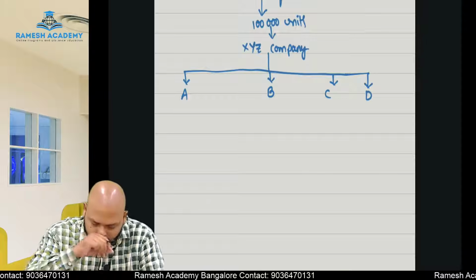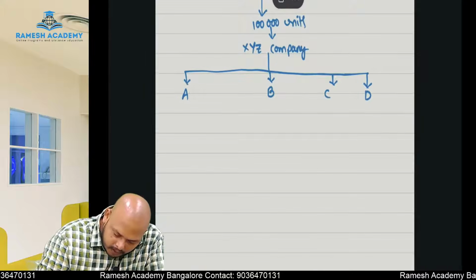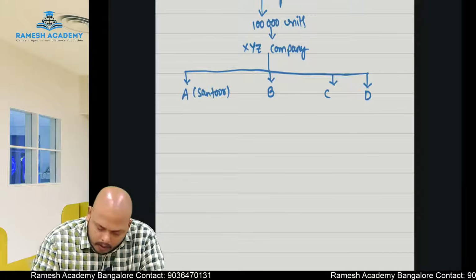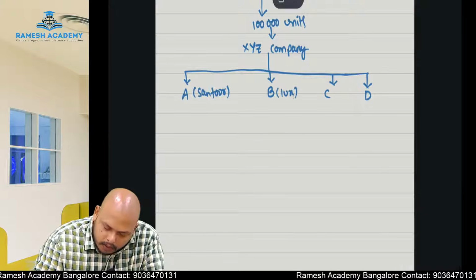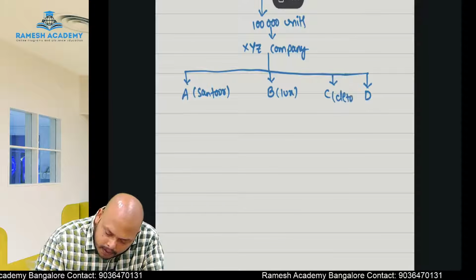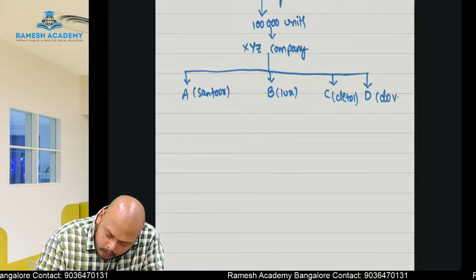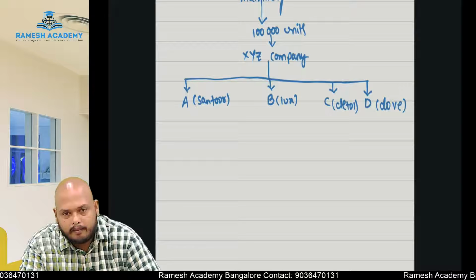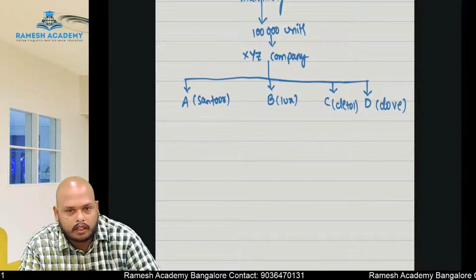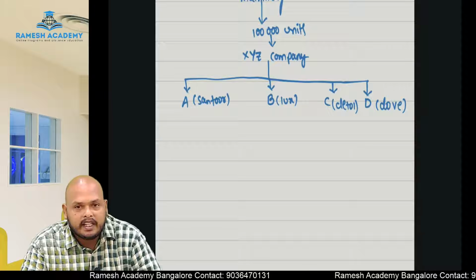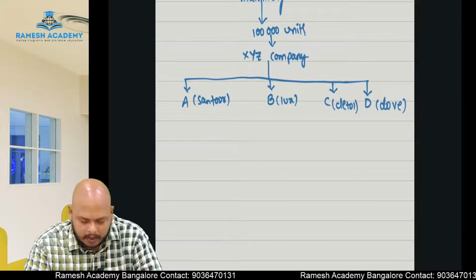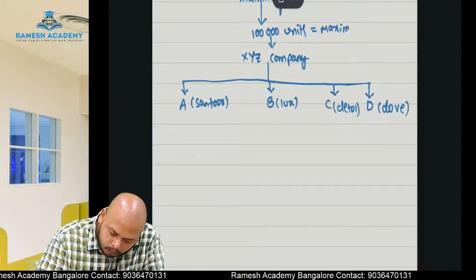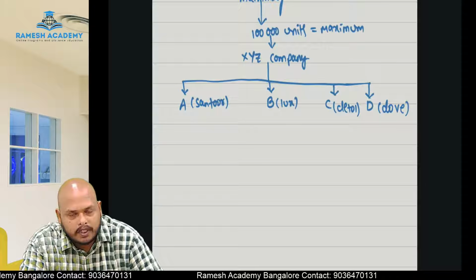Let us assume product A is Santur soap, product B is Lux soap, product C is Dettol, product D is Dove soap. So this XYZ company is dealing with 4 products A, B, C, D: one is Santur, one is Lux, one is Dettol, another one is Dove. And the machinery capacity is how much? 1 lakh units maximum they can produce.